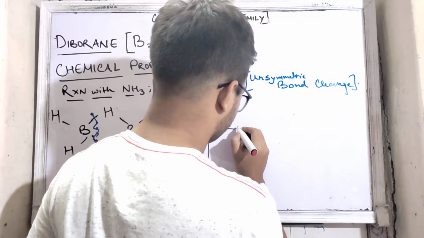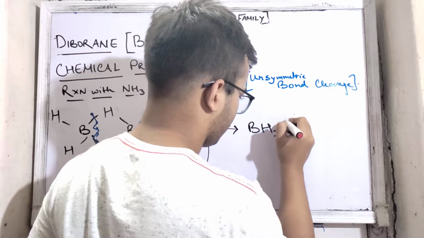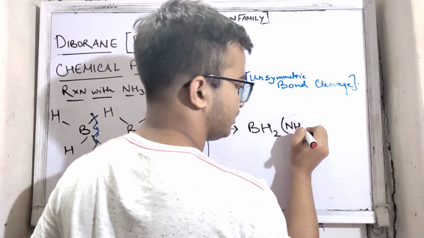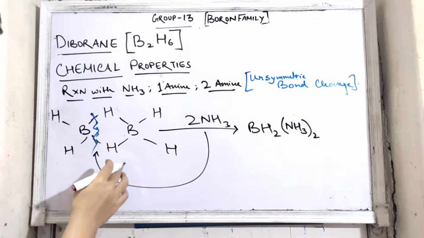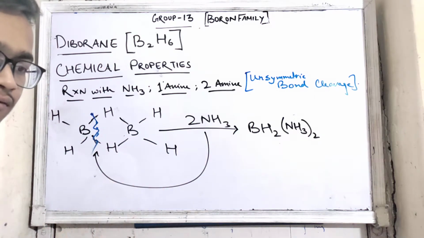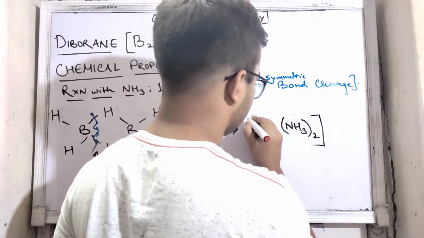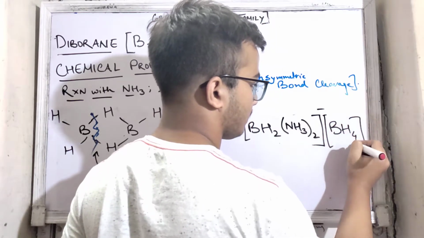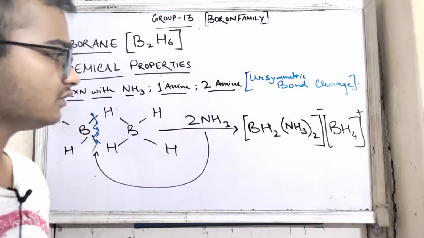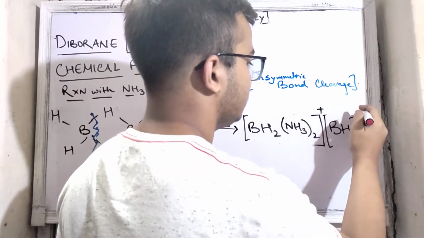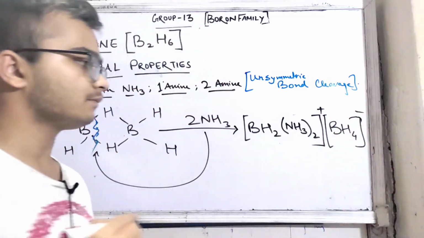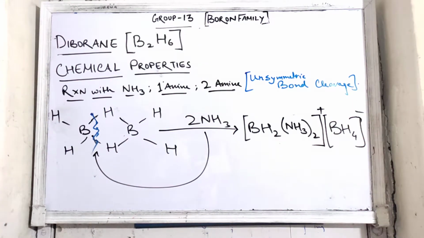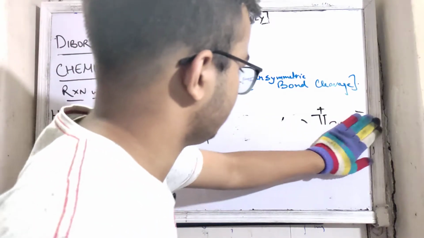Let's shift it a bit. So BH2 NH3 whole twice, and 1 2 3 4 again a boron and 4 hydrogen. So this entire thing will be minus and this thing will be plus. Clear? Sorry, this one will be plus and this one will be minus. Clear? Just see a bit, take your time. Will I have to repeat? Okay, I am repeating.